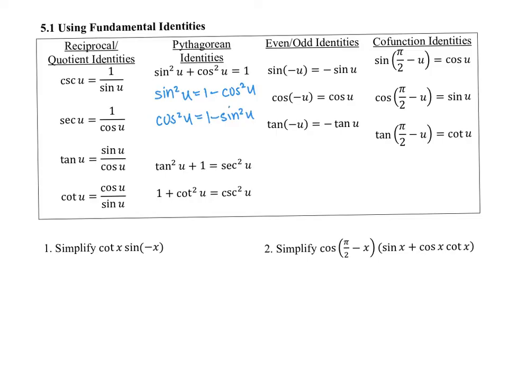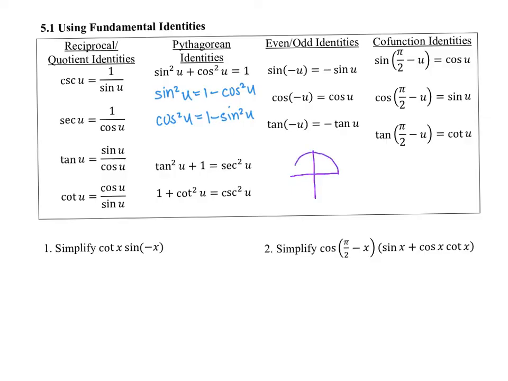The next two Pythagorean identities, remember, are derived from the original. So if I start with the original one and I divide everything by cosine squared, I end up with tangent squared plus 1 equals secant squared. And if I go back to the original one and I divide everything by sine squared, I get 1 plus cotangent squared equals cosecant squared. These are the ones we are already familiar with. Now we have the even-odd identities, which we have thought about, but we haven't formalized them as identities.